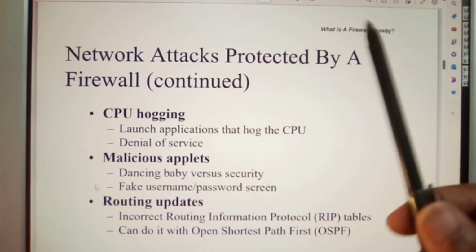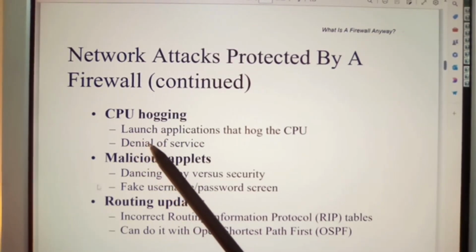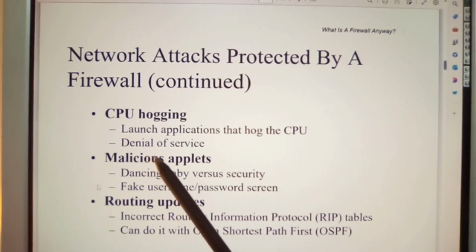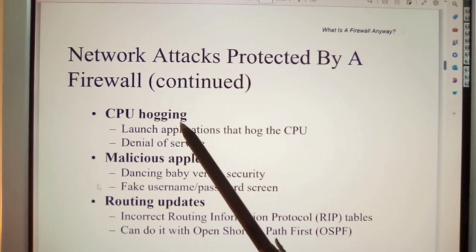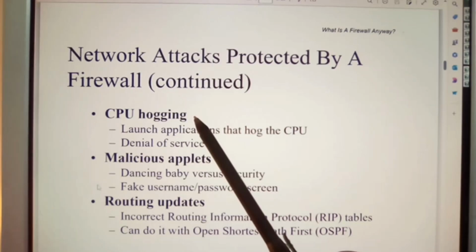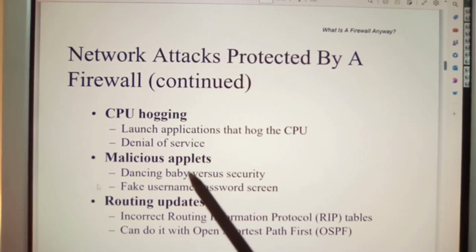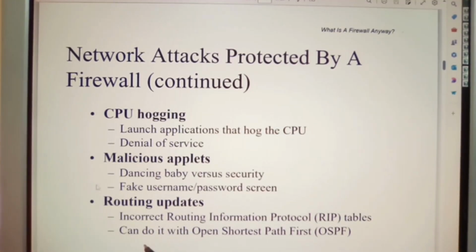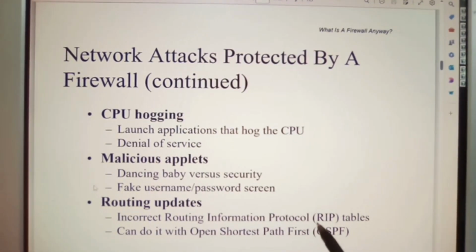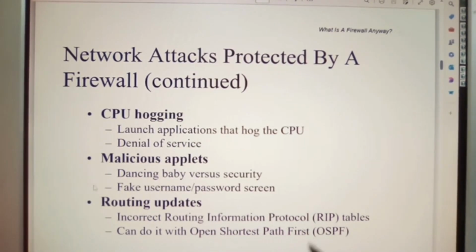Network attacks protected by a firewall, continued. CPU, central processing unit, hogging: launching applications that hog the CPU, a denial of service. This process keeps your CPU tied up, not really doing the work that you want it to do, and that could be detrimental to your business. Malicious applets, such as dancing baby versus security, and fake username and password screens. Routing updates: incorrect Routing Information Protocol tables can do it, with Open Shortest Path First.